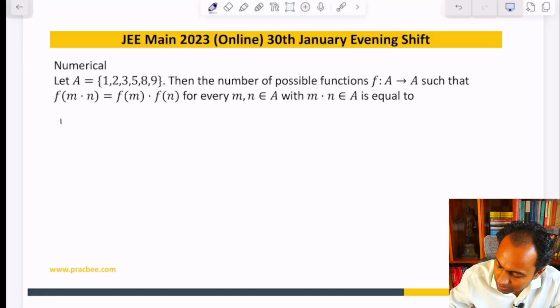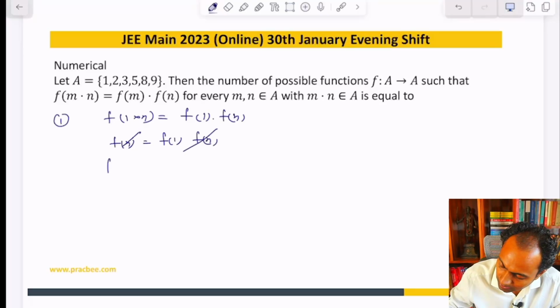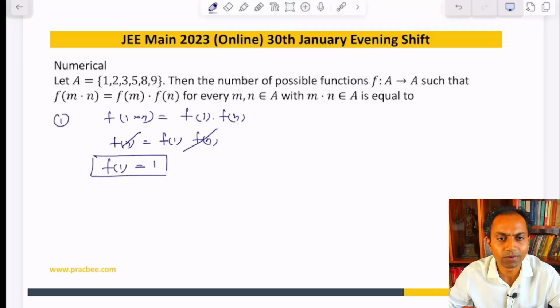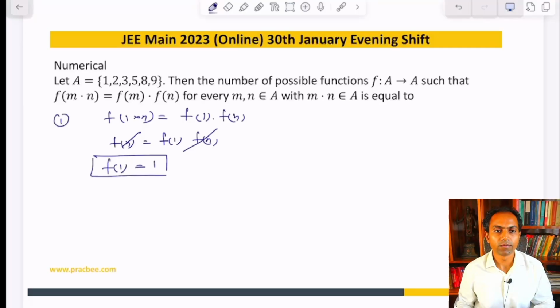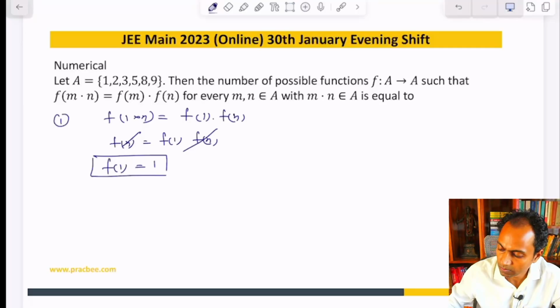So let us say that if I take the value of m as 1 and then the value of n as n only. What will happen? This will become f of 1 into f of n. On the left hand side, this comes out to be f of n is equal to f of 1 into f of n. N gets cancelled out because n can't be equal to 0. F of 1 becomes equal to 1. So you can see that whatever mapping or functions we are mapping, f of 1 will always be equal to 1.